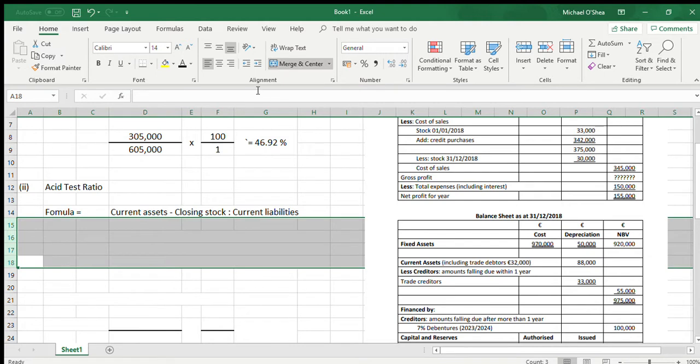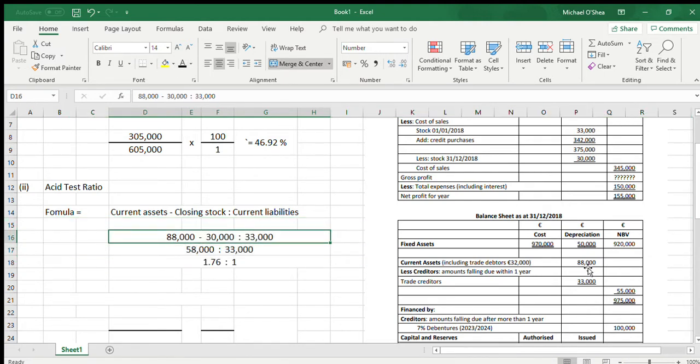So what do I do? Putting in the information, 88,000 is my current assets, 30,000 is my closing stock, given up here. I'm going to take that away. 33,000 is my current liabilities. So just literally the next line is just sorting it out. 58,000 is to 33,000. How did I get my final answer?